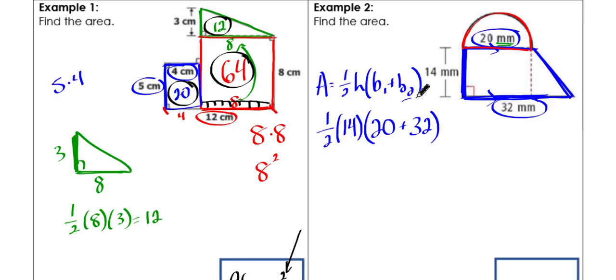Again, notice I'm not squaring this. That's not an exponent. It's saying it's base 2. It's just the name for that base. That one's base 1. That one we call base 2. So the area of the trapezoid is 364.